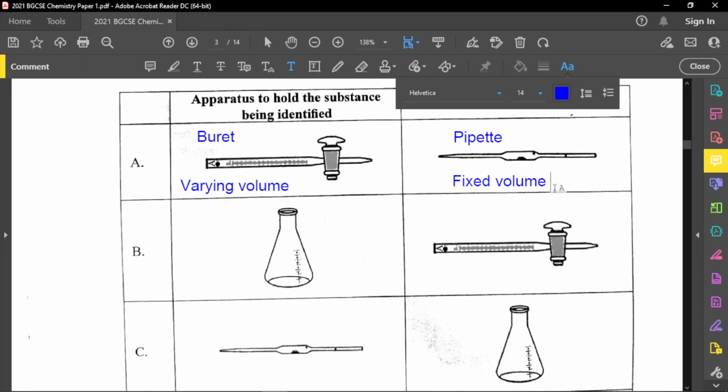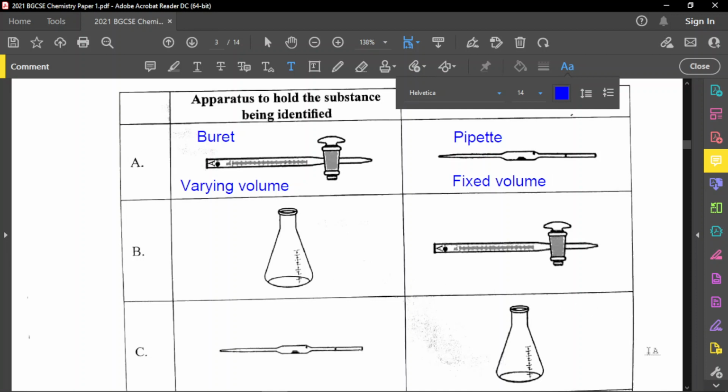But again, pipettes can have different standard volumes or different fixed volumes. For example, a pipette could have 5 ml, which is uncommon. The most common one is 25 really. It could have 10 ml, 25 ml, 15 ml, or even 30 ml. So we have different set volumes of pipettes. Now a conical flask, if it is graduated, can be used to measure varying volume as well, right? So a conical flask could be used to measure varying volume, or a set volume.